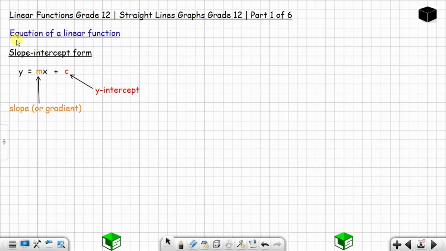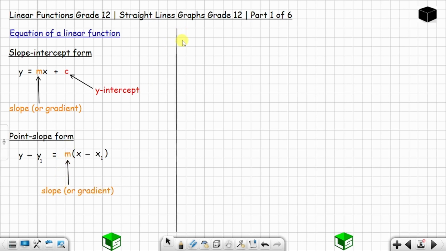Another form of an equation of a linear function is the point-slope form. This is the form: y minus y1 is equal to m, in brackets, x minus x1, like this. This form is known as the point-slope form, and you have your m, which is your slope or your gradient.